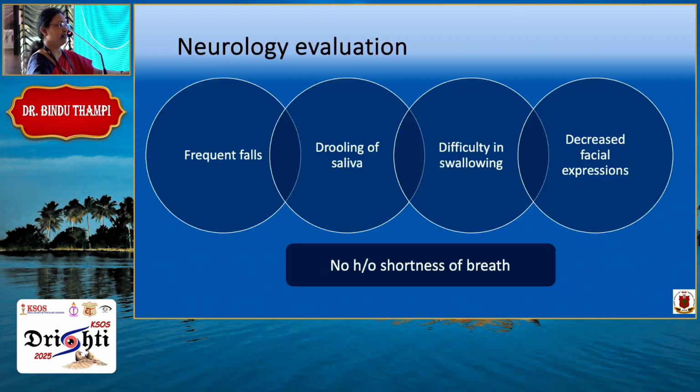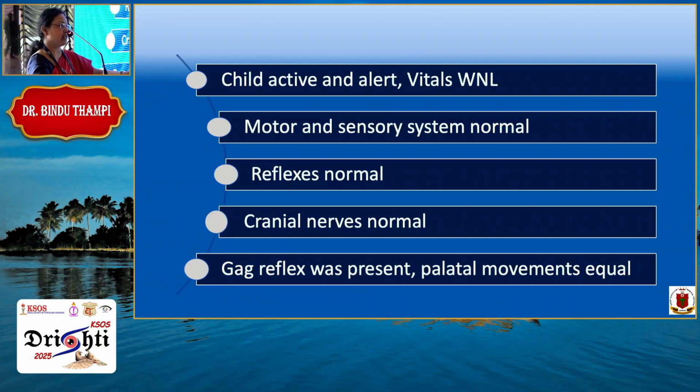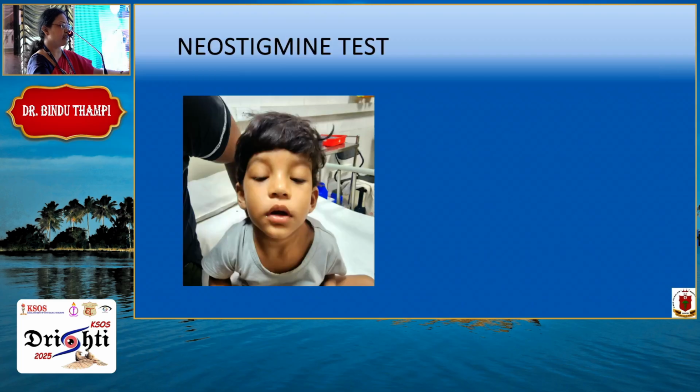We referred the child for a neurology evaluation, and there the parents revealed a history of frequent falls, drooling of saliva, occasional difficulty in swallowing, and decreased facial expressions, all in the past 2 weeks. But there was no history of shortness of breath. The child was active and alert. The central nervous system was normal except for the bilateral ptosis. Gag reflex was present, and palatal movements were also equal.